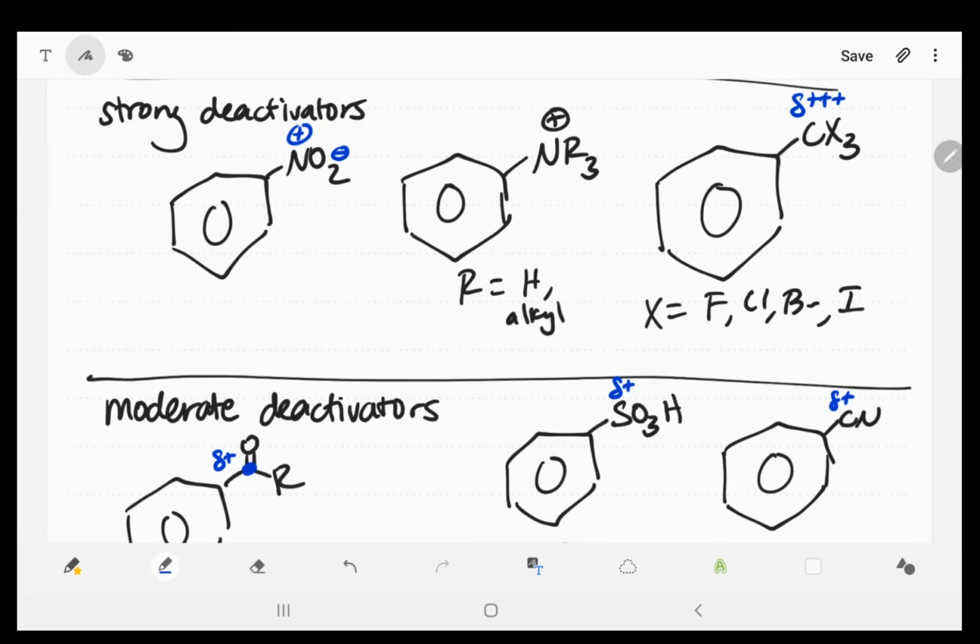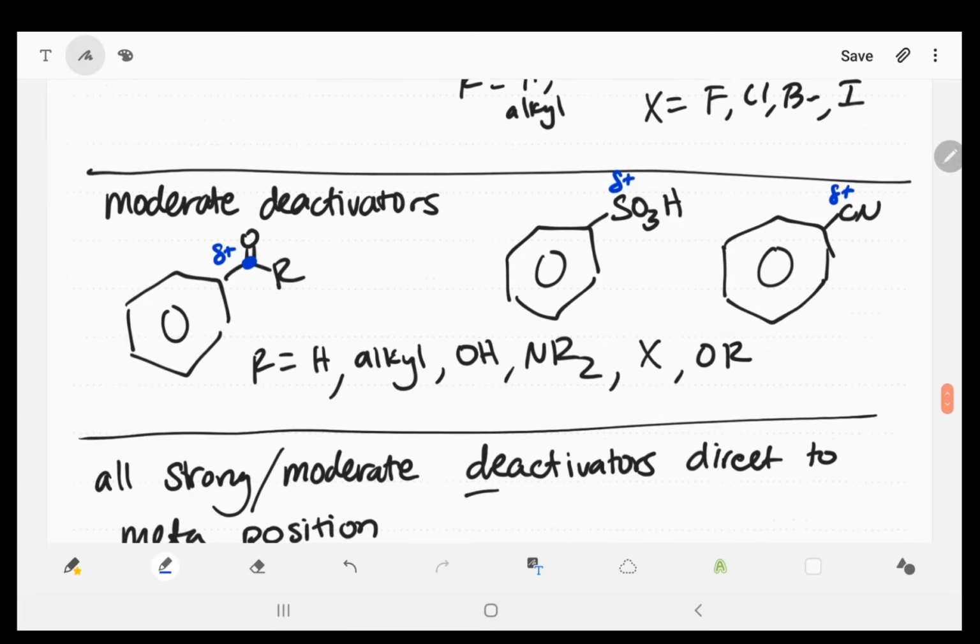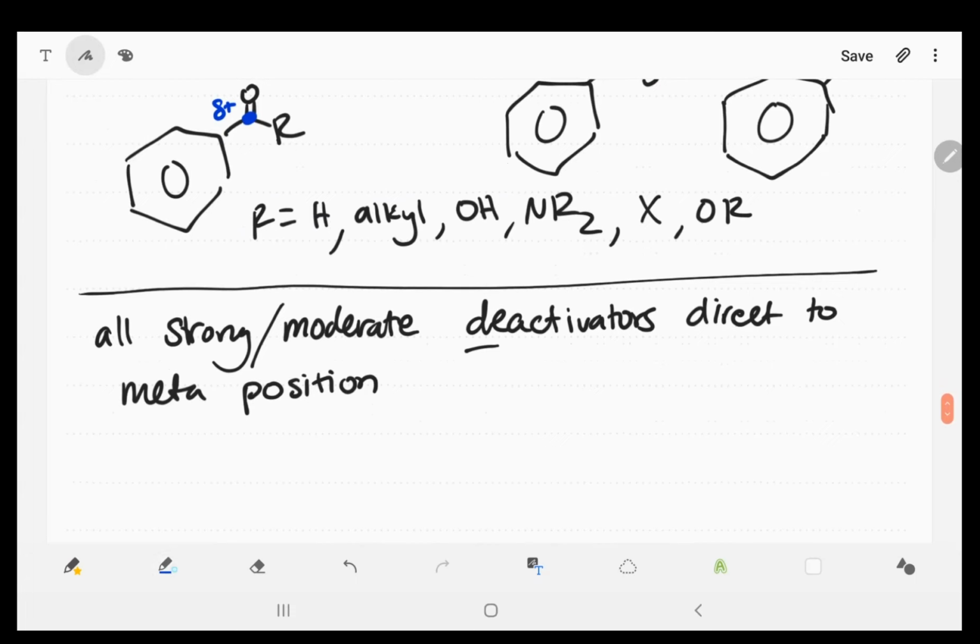I'm going to put a little minus there. Okay, anyways. Let's talk about the weak deactivators. What about those?